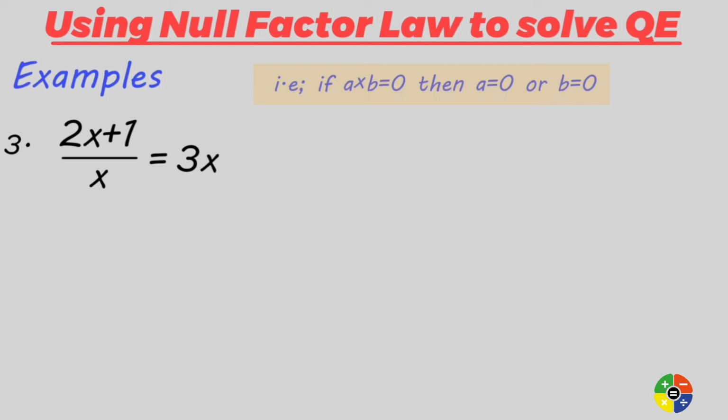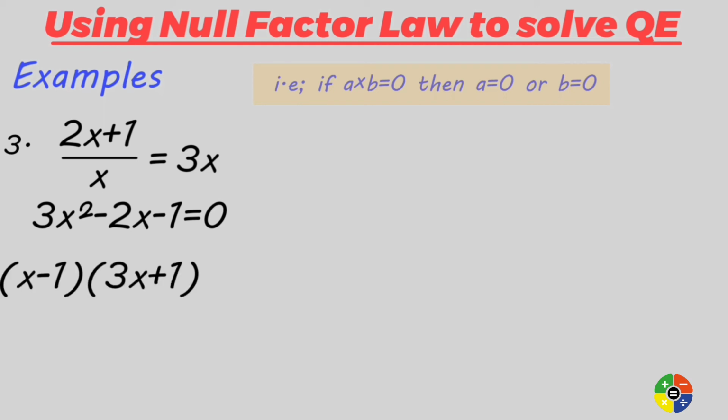With this equation, we eliminate the denominator by multiplying both sides by x. Rearranging and bringing all terms to the left-hand side, we have 3x squared minus 2x minus 1 is equal to 0. Factorizing gives (x minus 1)(3x plus 1) is equal to 0. Applying the Null factor law and solving gives x is equal to 1 or x is equal to -1/3.